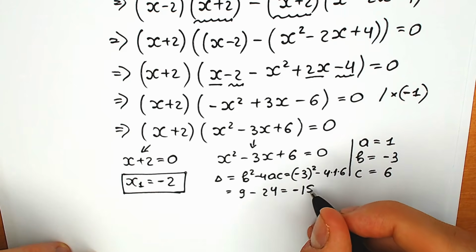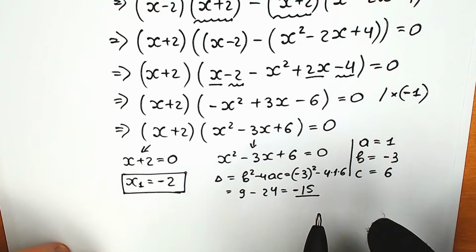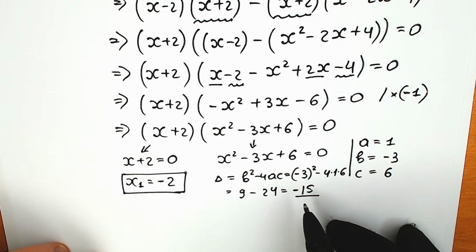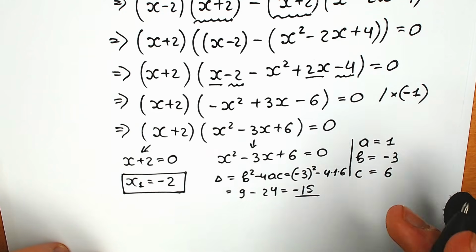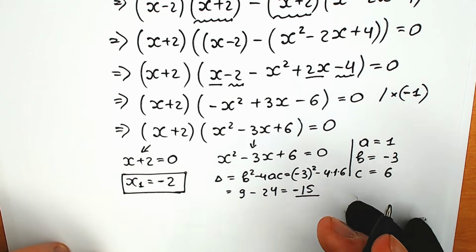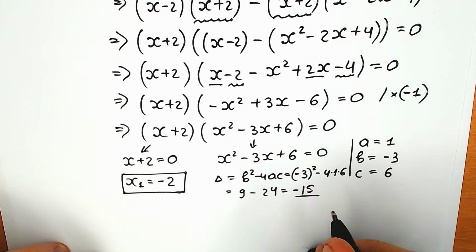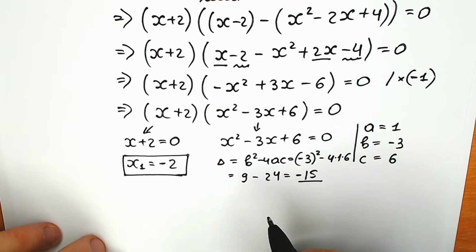And in this part, we can easily say that we're going to solve with two complex roots, because the discriminant is negative. So when the discriminant is negative, we don't have real number roots right here. We're going to have two complex roots, because we have a negative 15.